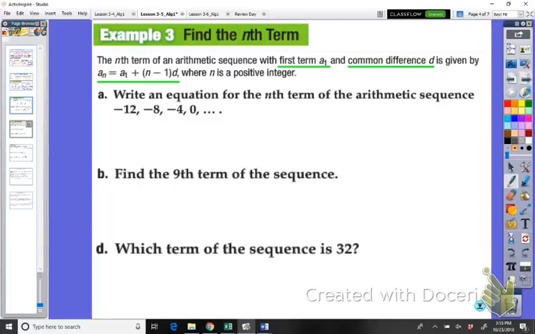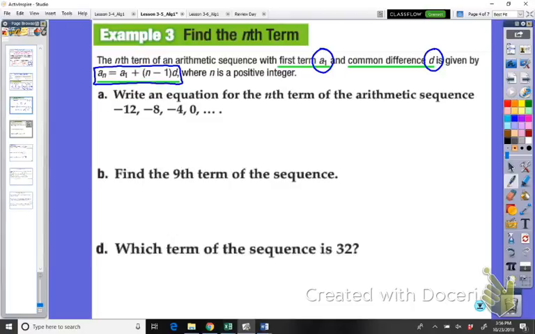So the nth term of an arithmetic sequence, if you see the notation a sub 1, that means the first term of the sequence, and the common difference they use as the variable d. So you'll see those two in the equation, which is a sub n equals a sub 1, which is the first term, plus parentheses n minus 1 times the common difference.